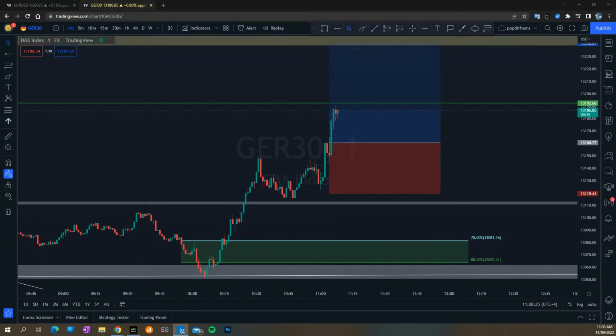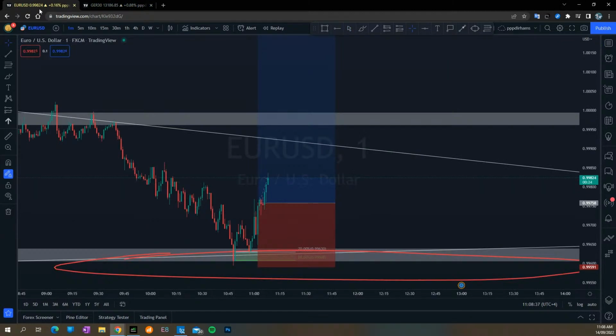Move it, move it. Come on. It needs to move, man. It needs to move.